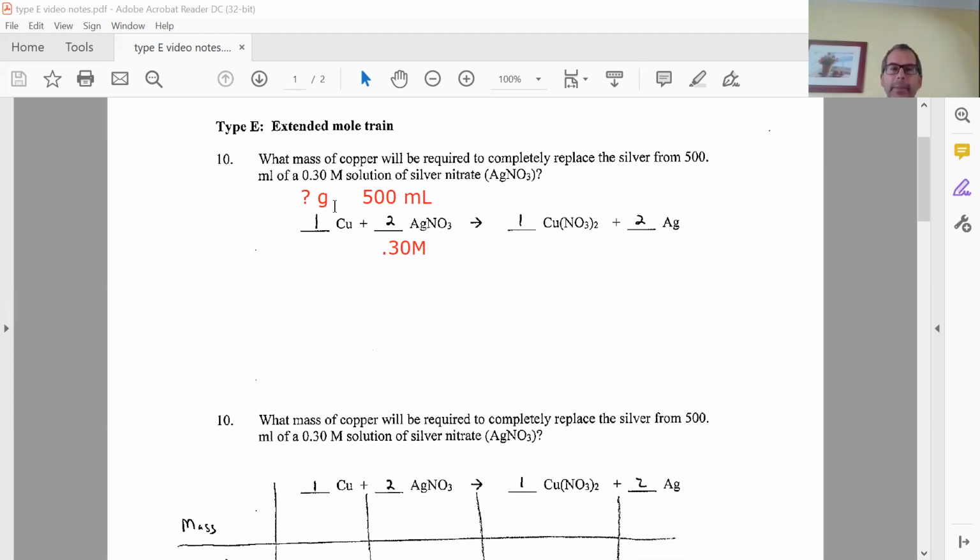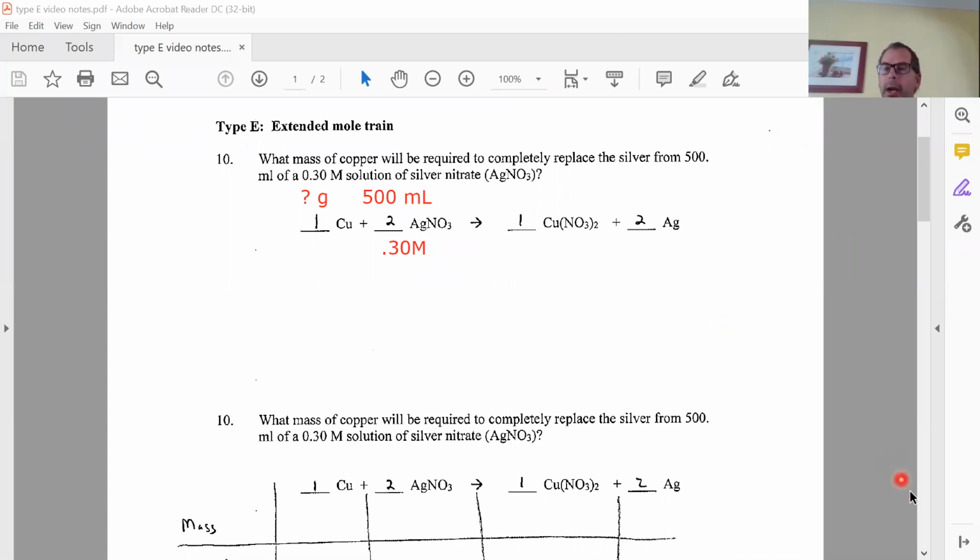So it looks like I'm comparing two reactants. Can I compare just two reactants in an equation? Yes, you can compare amount of cheese to amount of bread in a sandwich, amount of scoops to amount of cones in an ice cream treat, and amount of copper to amount of silver nitrate here. So it looks like we know the liters and molarity. Perhaps we can use that to find the moles of this, know the moles of the copper, and know the grams of the copper.